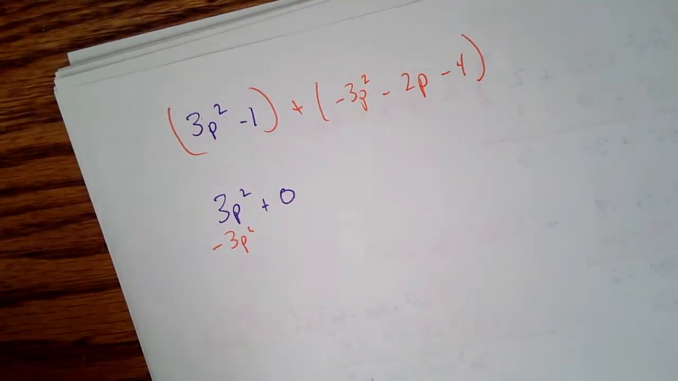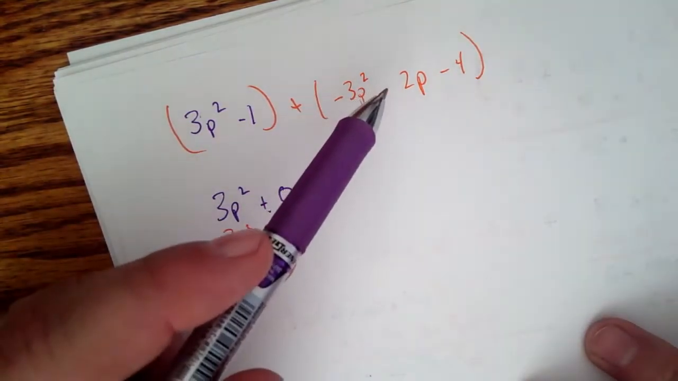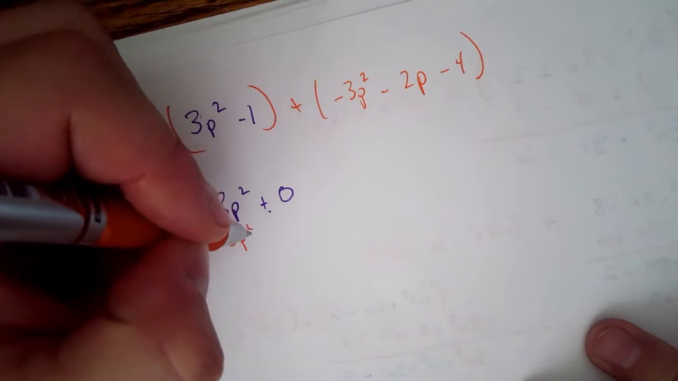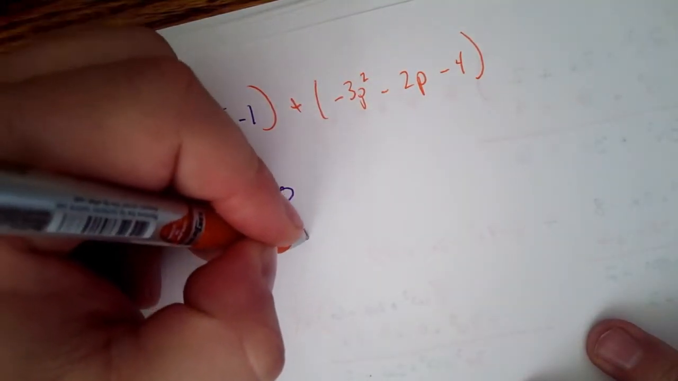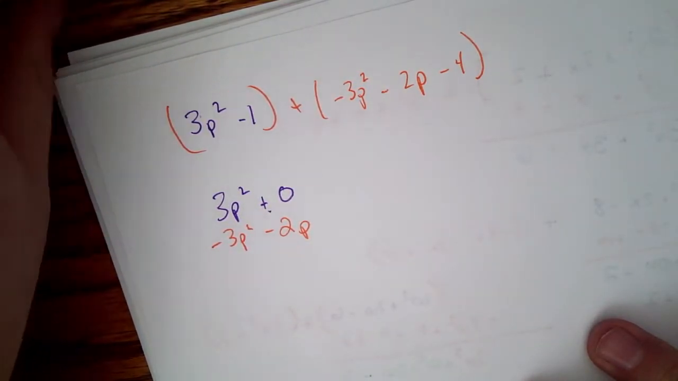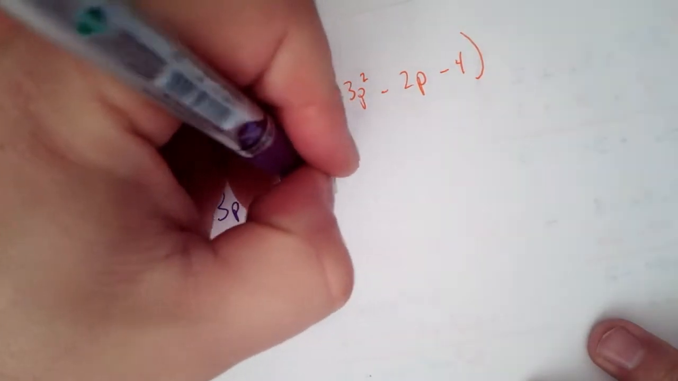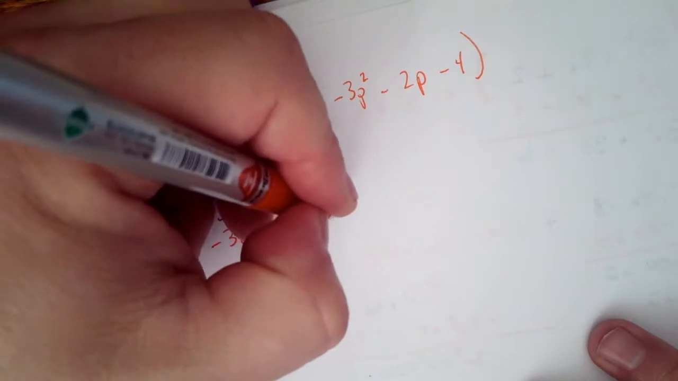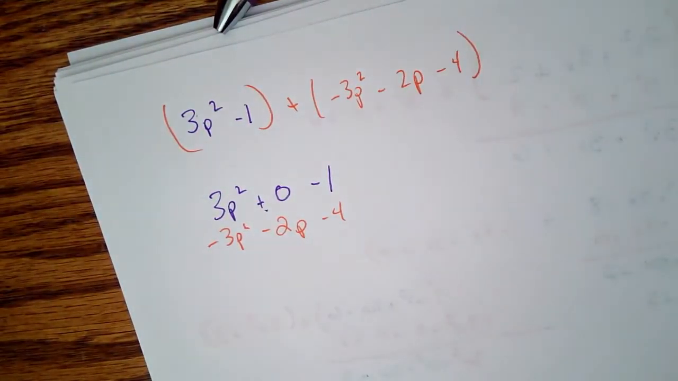So again, back at it. I added a 0 right here because there is no p term, but I need a p term for that side. I added that 0 to help keep some confusion out of the way and make everything lined up nice and neat. Now I'm going to do this minus 2p. And now I'm on to my constants. We have a negative 1 and a negative 4, so I'm going to put negative 1 and negative 4.